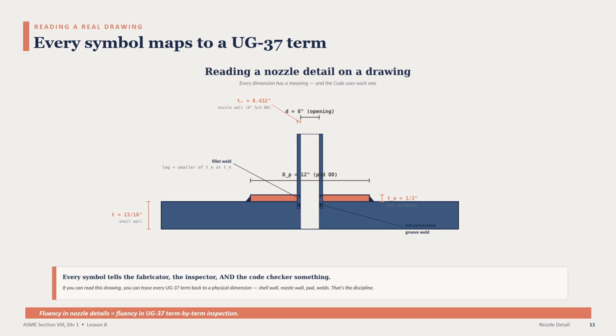Fluency in nozzle details equals fluency in UG-37 term by term inspection. When you see a drawing like this in your career, whether reviewing a vendor package or checking a fabricator's shop drawing, you will be able to walk through it and confirm every area contribution.